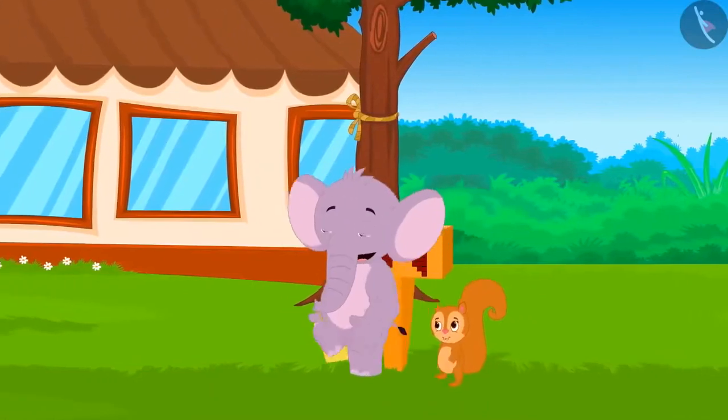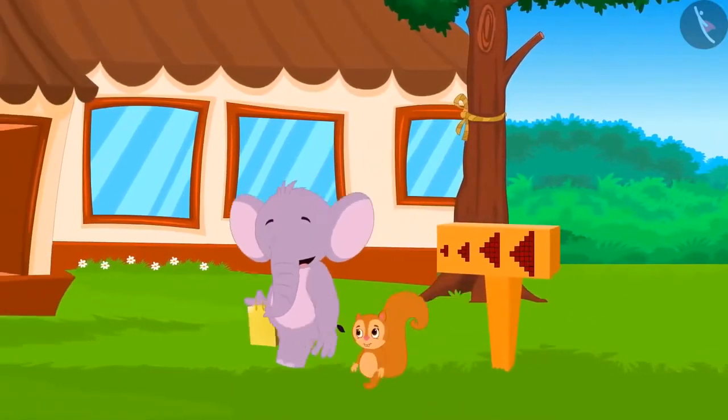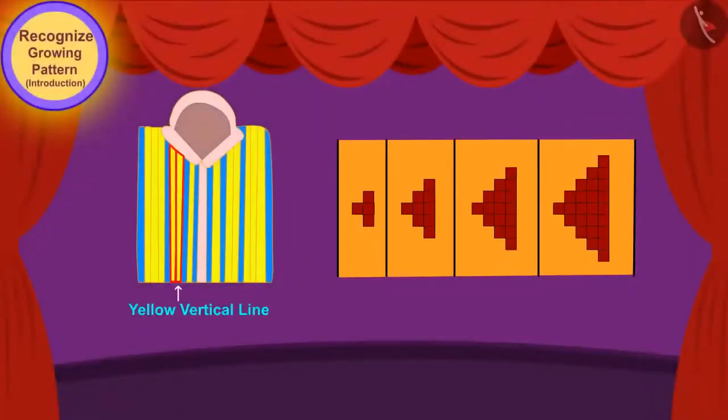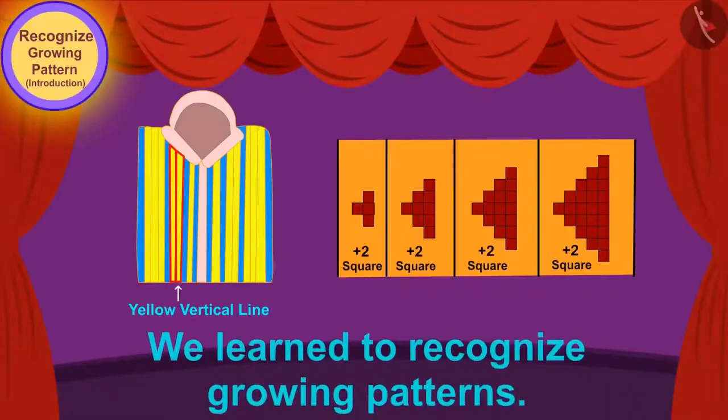Appu and Chanda went to Babban's hotel and they ate there. Children, in this video, we learned to recognize growing patterns. In the next video, we will learn more about growing patterns by some interesting examples.